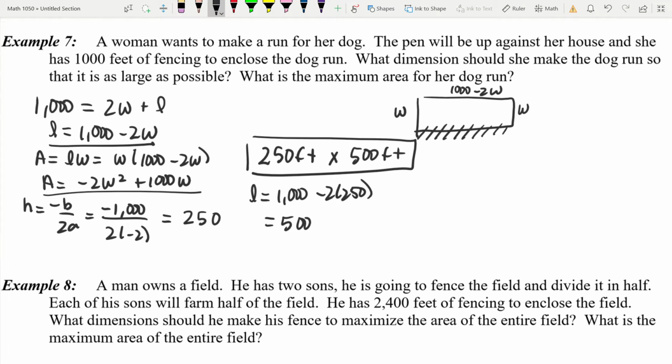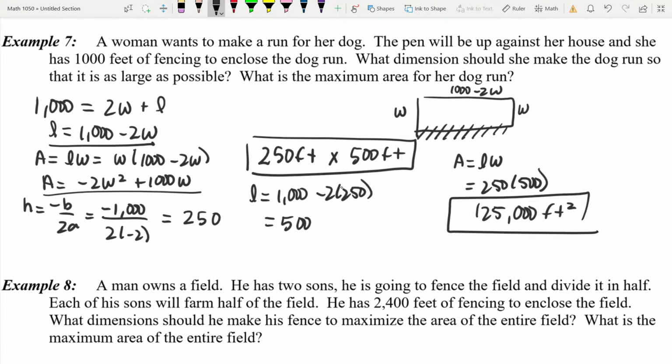Read the question. Find the maximum area. So they want me to keep going. So area is length times width. That's 250 times 500. Grab your calculator. 250 times 500 is 125,000, and that is feet squared. Okay, done with the question.